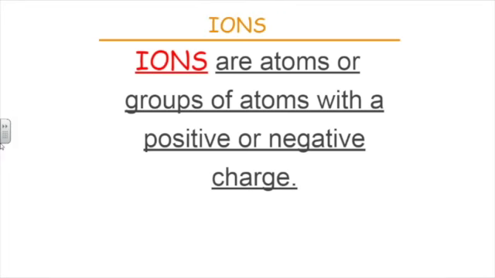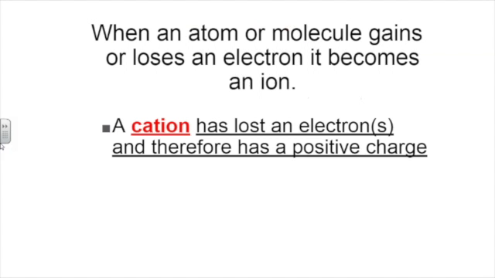So ions. Ions are atoms or groups of atoms with a positive or a negative charge, which means electrons have either been lost or gained. So you do need to make sure you know that. Underline, highlight the word ions, and put the definition. So when an atom or molecule gains or loses electrons, it becomes an ion. A cation has lost electrons, therefore has a positive charge. I know it's kind of opposite, but since electrons have a negative charge, the fewer you have, the more positive it's going to be.